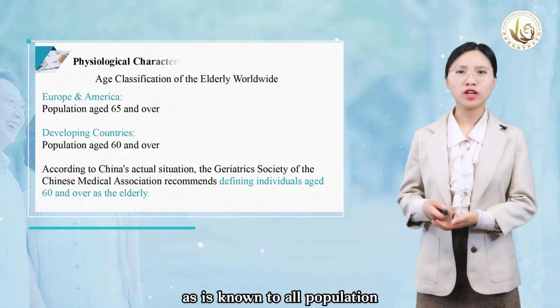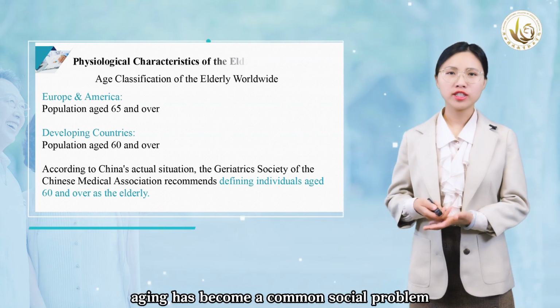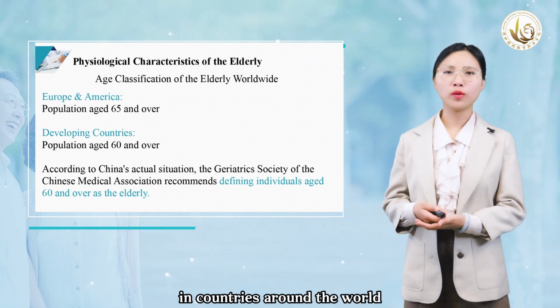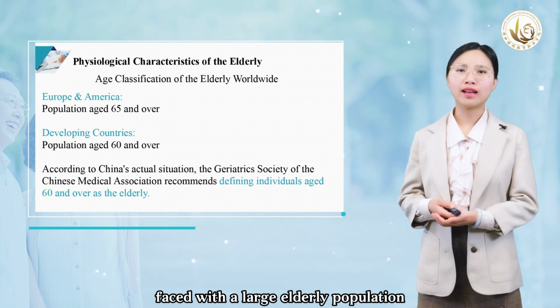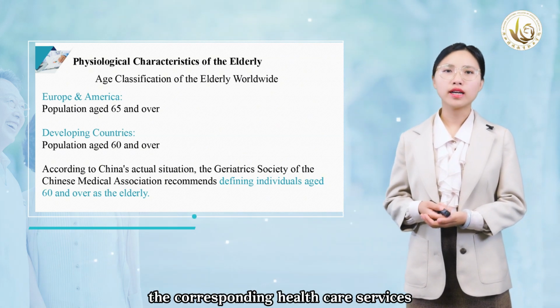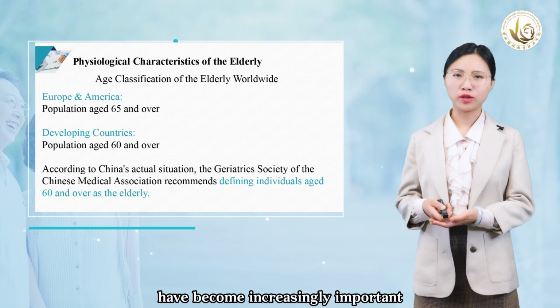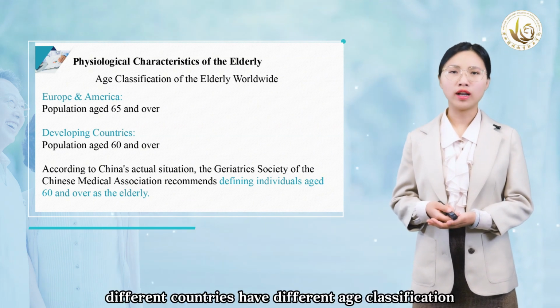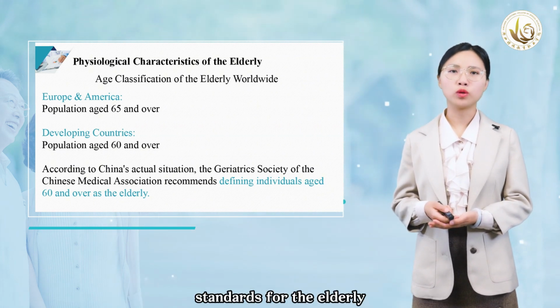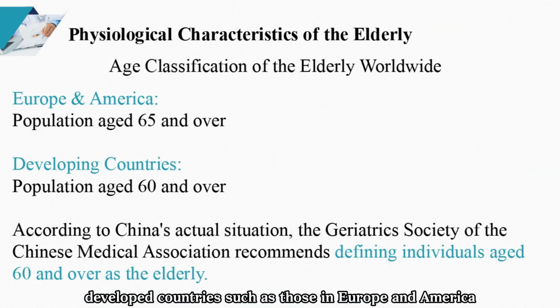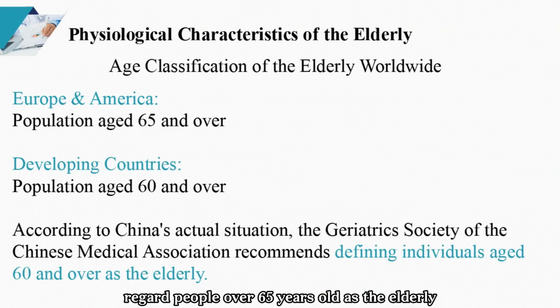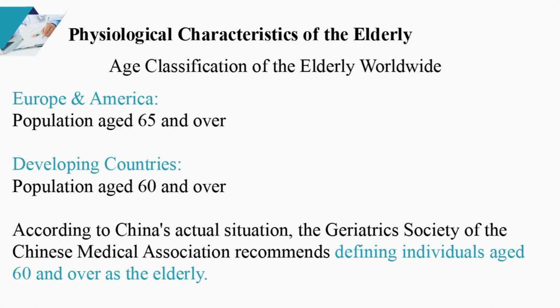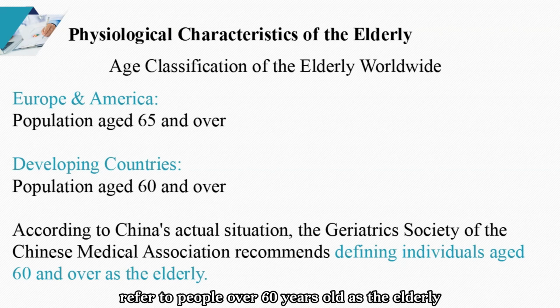As is known to all, population aging has become a common social problem in countries around the world. Faced with a large elderly population, the corresponding healthcare services have become increasingly important. Different countries have different age classification standards for the elderly. Developed countries such as those in Europe and America regard people over 65 years old as the elderly. Developing countries, especially in the Asia-Pacific region, refer to people over 60 years old as the elderly.